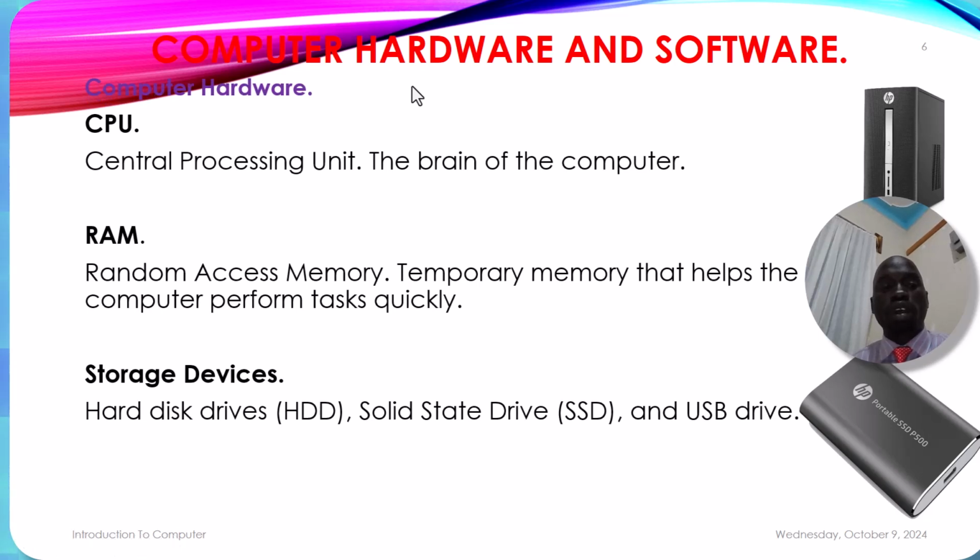First of all, the computer hardware may include the central processing unit, the brain of the computer, which usually looks like that. Then we have the random access memory, the temporary memory that helps the computer perform tasks. So the memory has to be there in place. It's RAM.